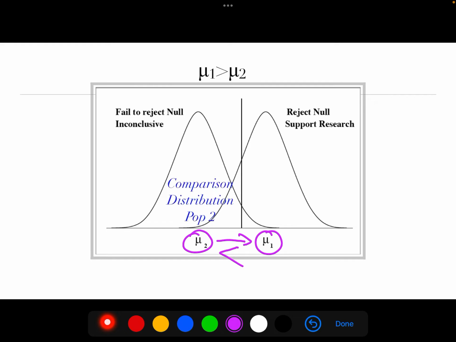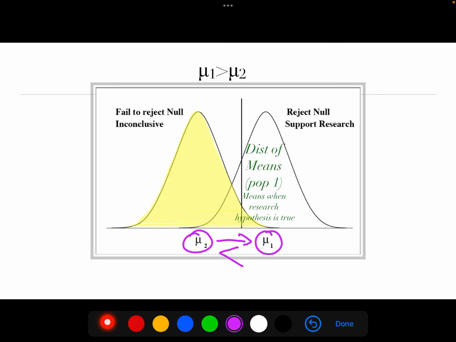So we're going to have our comparison distribution. This is what we're making our decisions about. This is where we're setting alpha. This is where we're putting our scores. And we also have our distribution of means for population 1. This is the means when the research hypothesis is actually true. This is what we don't know, right? We don't necessarily have access to this. So this is where beta will be, this is where power will be, but we don't have the control of setting those. And our effect size is, again, the difference between the two means.